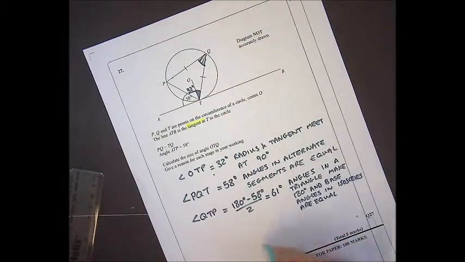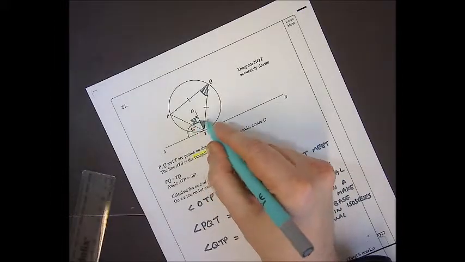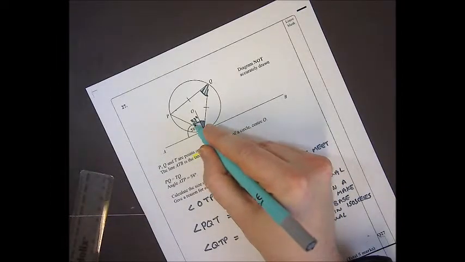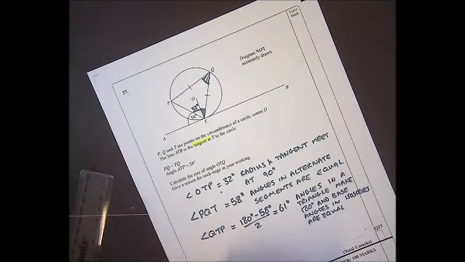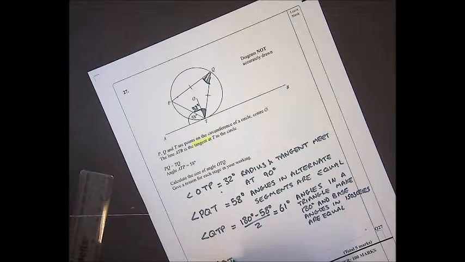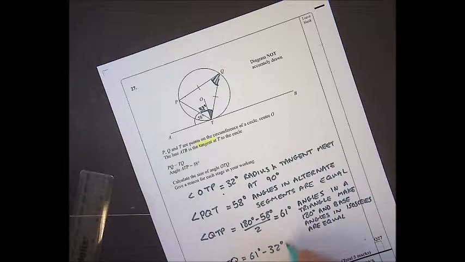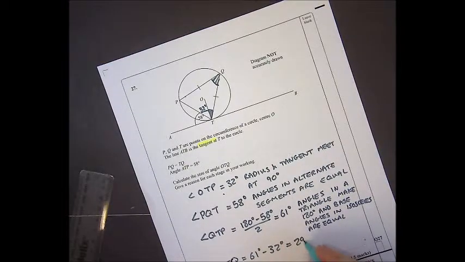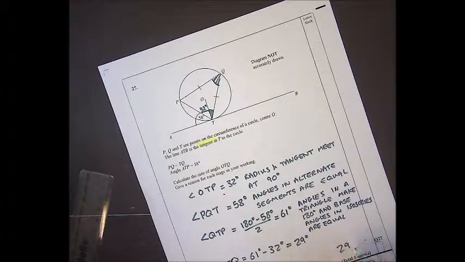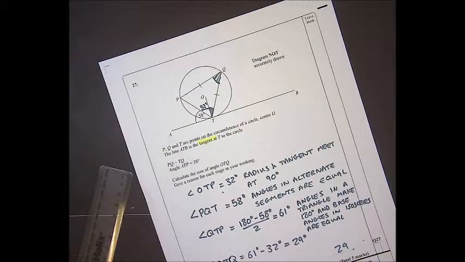So if that whole thing is 61 now, and I know that bit's 32 from my reason before, I can say OTQ equals 61 take away 32, which is 29 degrees. And I've stated all the reasons why I've done that. And that's the end of the test.